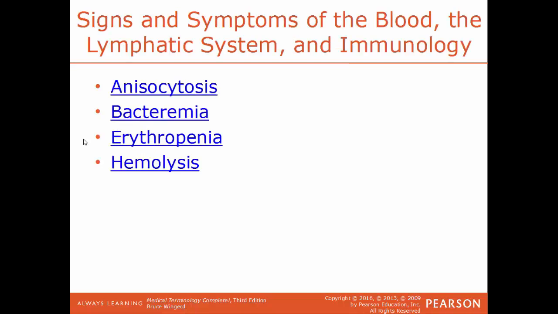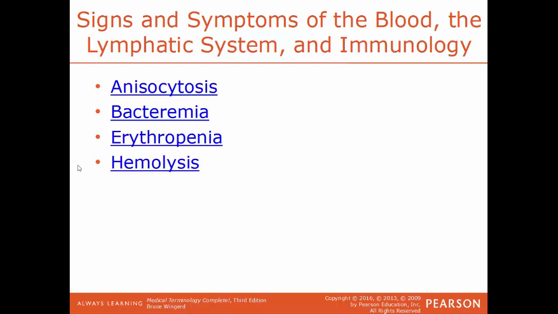All right, now we'll talk about some specific conditions covering the blood and lymphatic system and the immune system. All right, the first one on here, anisocytosis. This is a condition where a person would have red blood cells that are of different sizes. And this is very commonly found in people that have anemia of some kind. Typically, all red blood cells are going to be approximately the same shape and the same size.